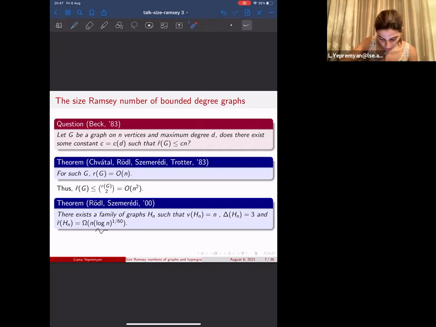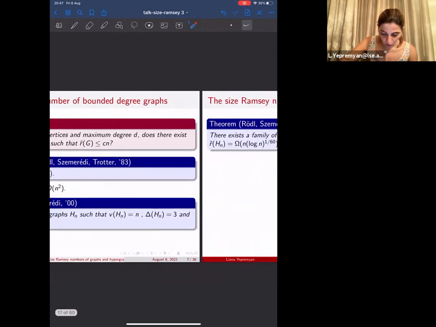This result has not yet been improved, meaning that this is the only construction we know of graphs which have bounded maximum degree and not linear size Ramsey number. So it's actually interesting to try to find other families of such graphs.